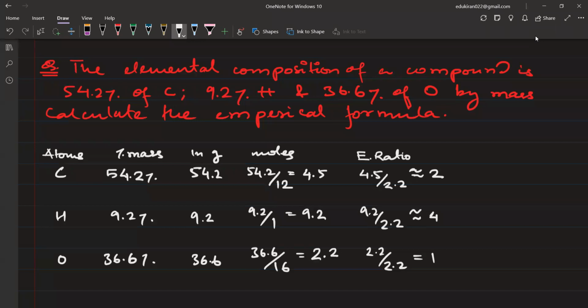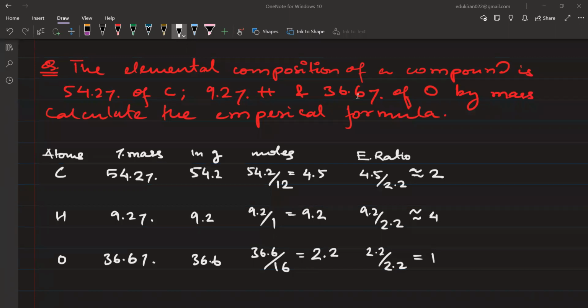So you can see, what was the problem in this? No one did this. What happened? Iram, Fatima, Abdullah. Fatima, tell me what happened. Sir, I wrote the atomic number instead of the molar mass. Okay, fine. Iram, what happened with you? Sir, I divided it by the wrong number. So you divided it by atomic number rather than the molar mass, right? No sir, 54.2 divided by 12, I forgot the atomic number of carbon.